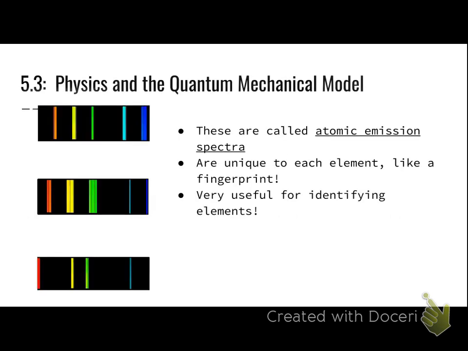The specific colors that are emitted by each element are called the electromagnetic or the atomic emission spectrum. As we can see from these pictures, only some colors are actually shown because those are the only colors that are actually going to be emitted by that specific element.